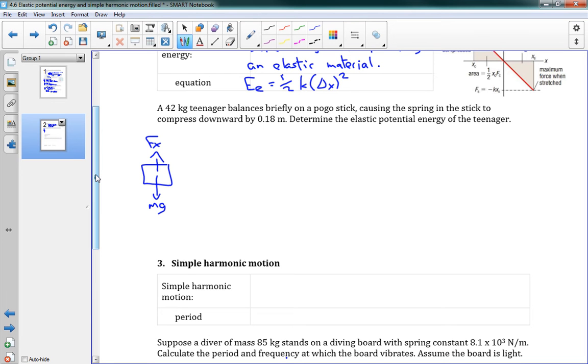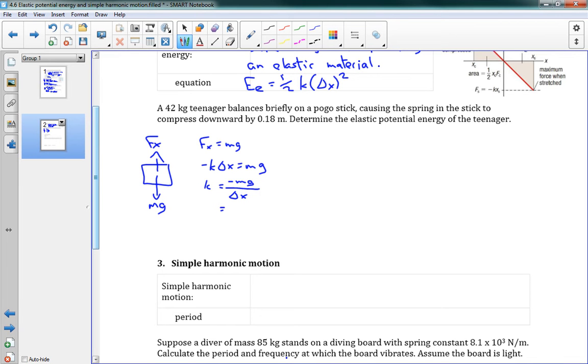We've got our Fx and our mg, so this means that Fx is equal to mg. So we've got our negative k delta x is equal to mg. So if I want to find k, it's going to equal negative mg over delta x, and we'll just go ahead and plug in some numbers. So we've got g acting downwards. Our delta x is downwards.